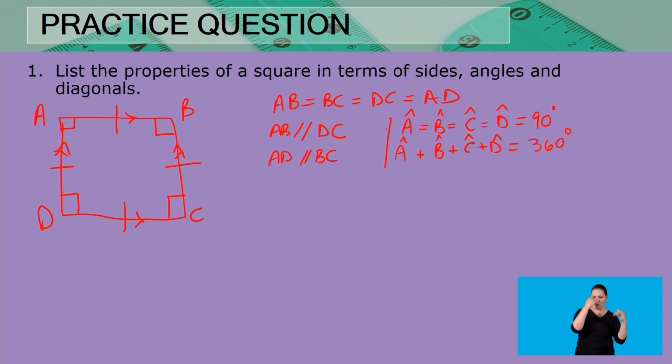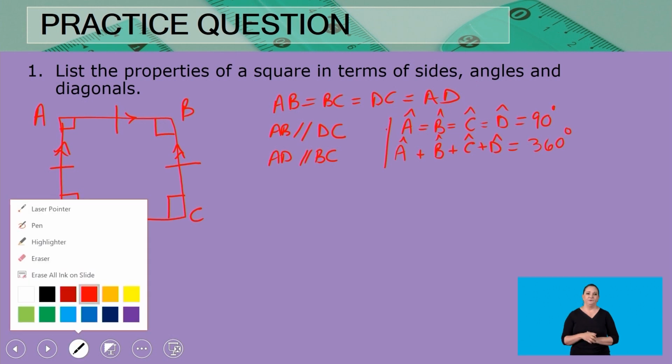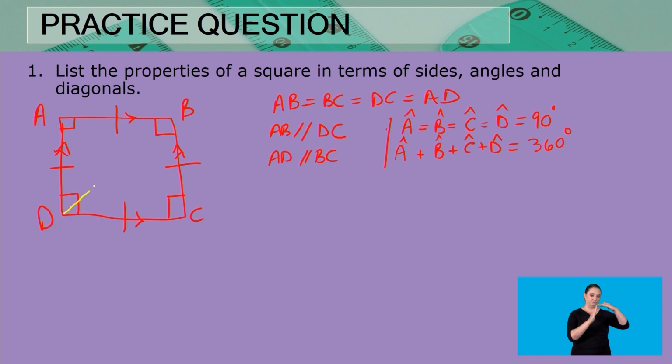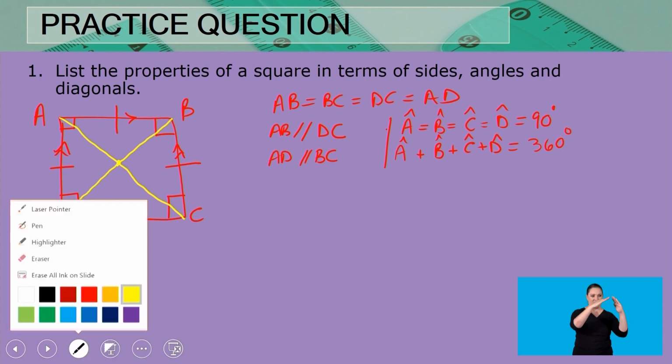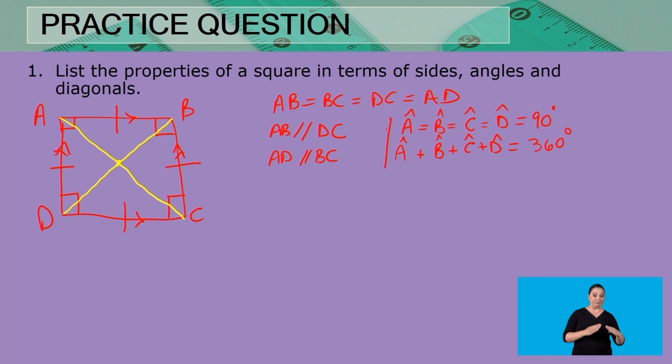What about the diagonals? With a square, the diagonals first of all bisect each other. So the diagonals of a square bisect each other. Remember, a diagonal is a straight line from one vertex to another vertex. So we've got diagonals DB and AC. And let's say that where those two diagonals meet, they meet at T.